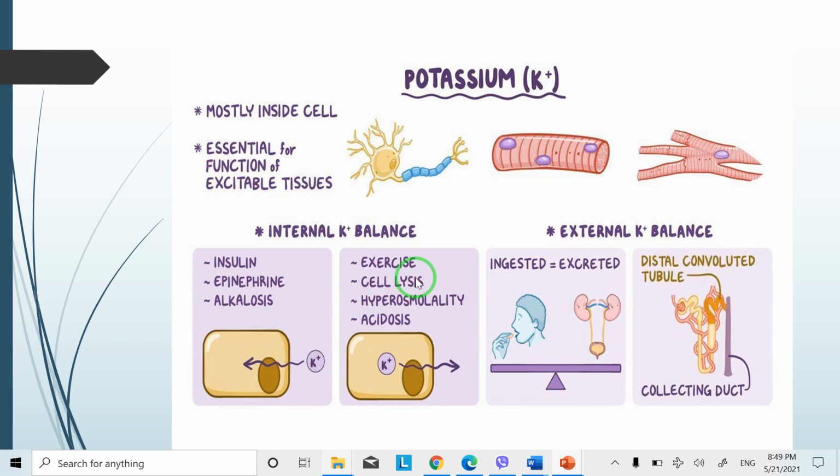exercise, damage to the cell membrane, hyperosmolality, and acidosis all favor the escape of potassium from the intracellular compartment to the extracellular compartment, leading to hyperkalemia. So in this condition, we must keep in mind to measure the plasma potassium in a regular way, especially in acidosis.